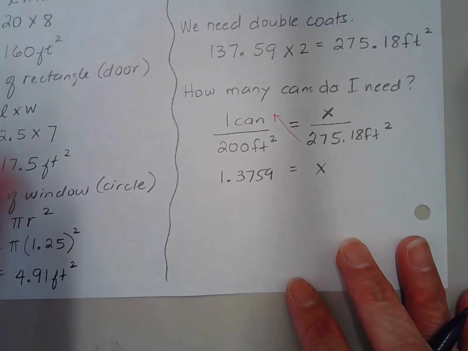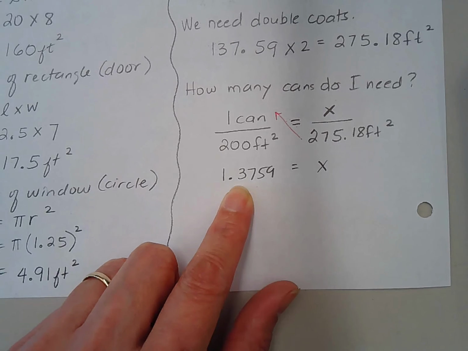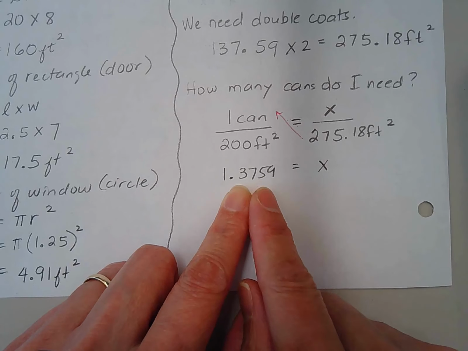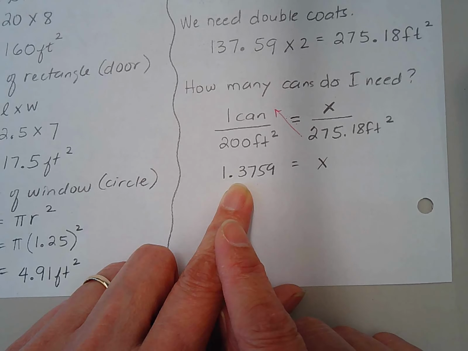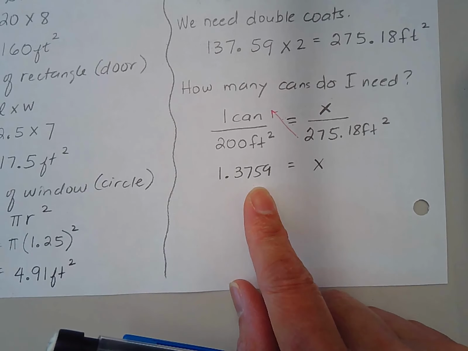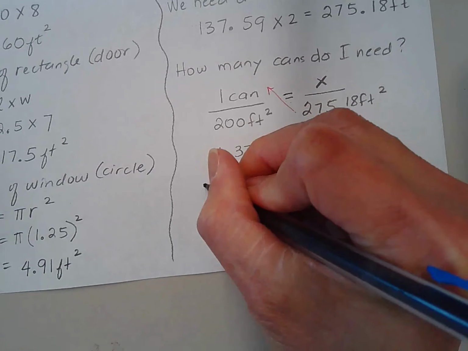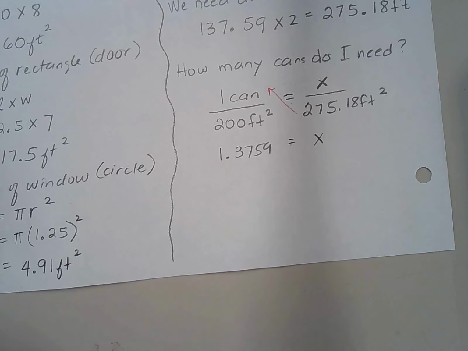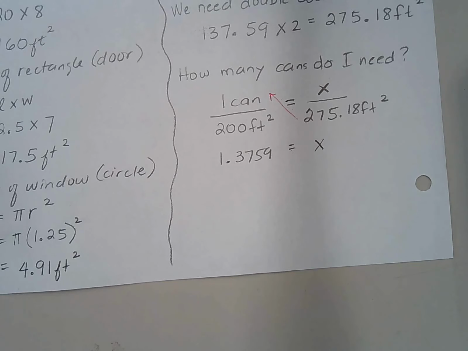Can we possibly buy 1.3759 cans? No. Now here's the question: should I round up or should I round down to 1? Round down. Okay, so should I just buy 1 can? No, you can't. I have to buy 2 cans, right? Yeah. So even though it says 1.3, we still have to round up to 2 cans.